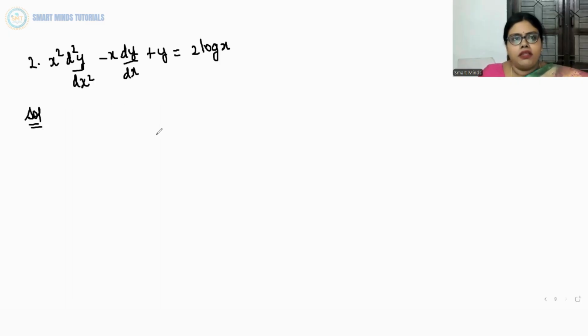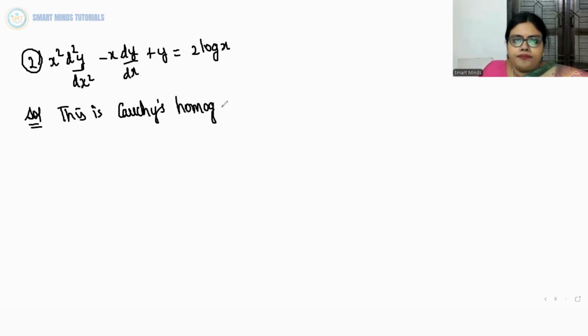Now let us take another question from the Cauchy Euler theorem. So the question is x square d square y by dx square minus x dy by dx plus y equals 2 log x. So this is Cauchy's homogeneous linear equation.